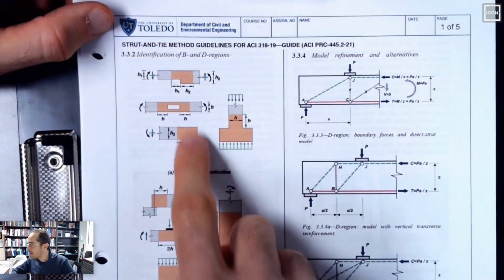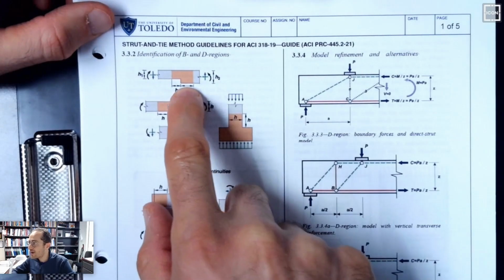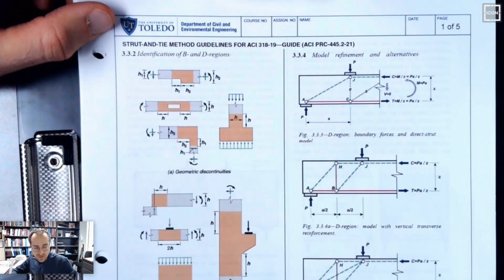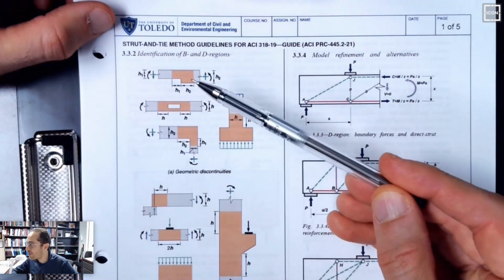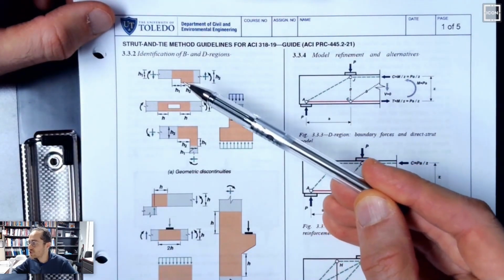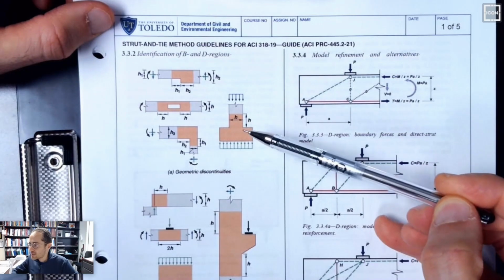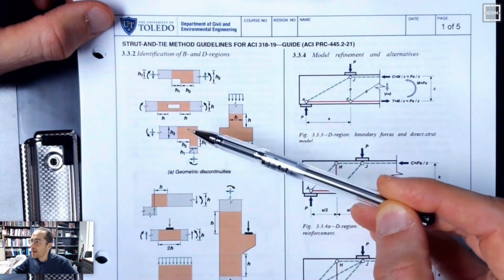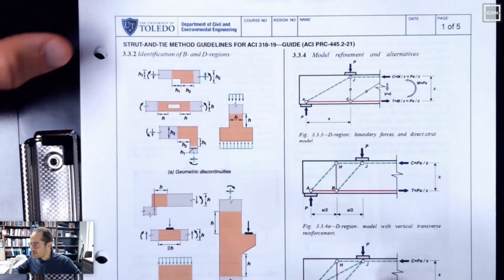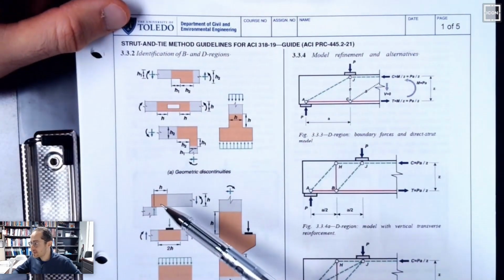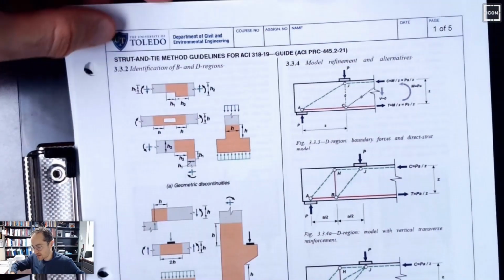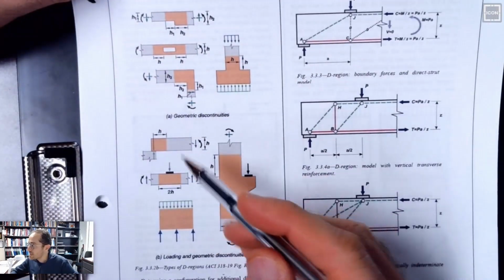If you look at this, this is how ACI is defining a deep region, same as how we defined it. Disturbed region, you just go h away from the disturbance. It could be a change in geometry. Again, this is a change in the geometry. It could be an opening or it could be a corner. Again, geometry changes. You can see this is a support condition situation which creates discontinuity. Pretty much the same idea.